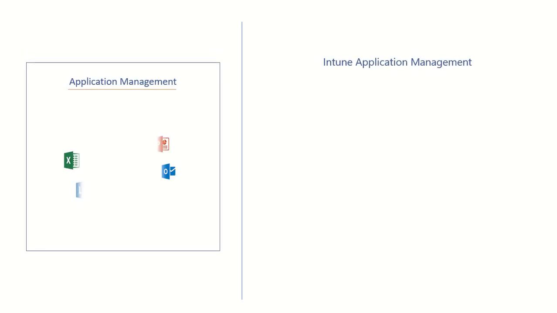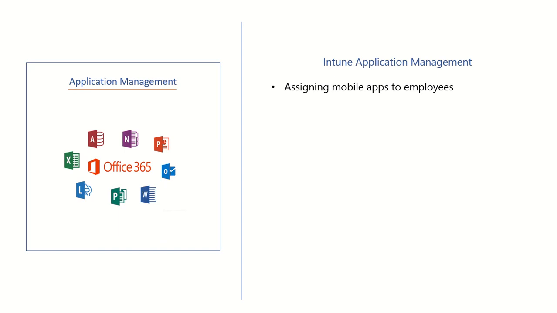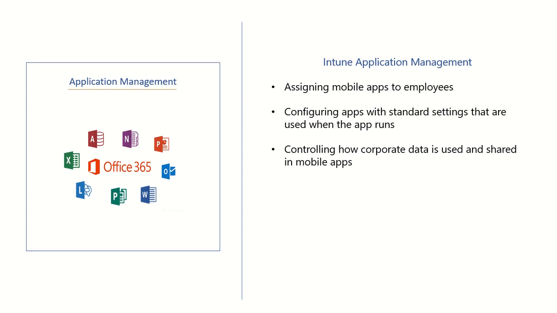Let's now talk about application management. Application management is something which will help you to assign mobile apps to your employees. That means once you assign a mobile app to your employees, the user will launch a company portal app that's been used by Intune, and the moment they click on a shortcut icon on the company portal app, a specific application will get installed on that particular device which they are using. You can also configure apps with standard settings that will remain the same across the enterprise. You can also control how the corporate data is being used and shared in mobile apps.